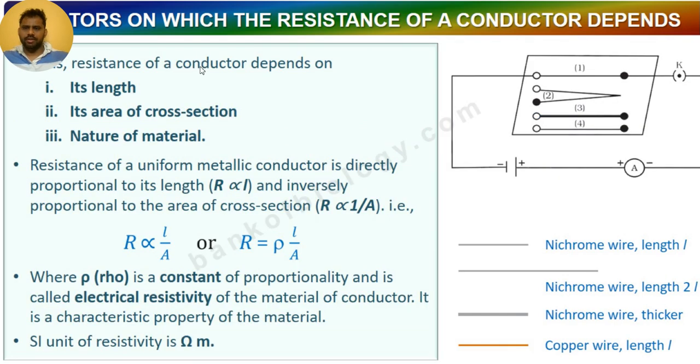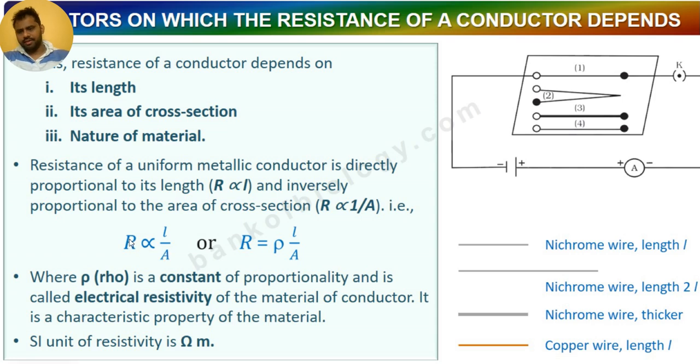Now let's go ahead. The same thing as I told you, the length, the area of cross section and nature of material. The resistance of a uniform metallic conductor is directly proportional to its length and inversely proportional to the area of cross section.